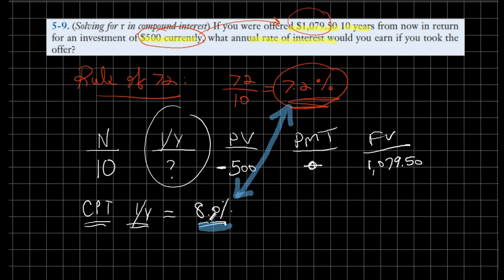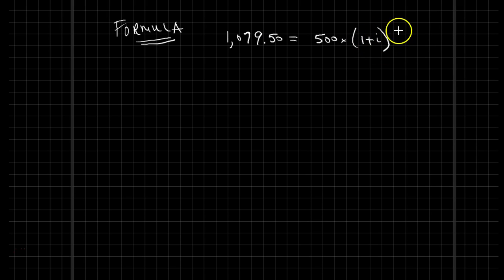An alternative approach, because this is a single payment, would have been to use a scientific calculator. If you use the formula on your scientific calculator, we can use either the future value or the present value formula. It wouldn't change the result. So the future value, in our case $1,079.50, would be equal to our initial investment, $500, times 1 plus the interest rate raised to the 10th power.